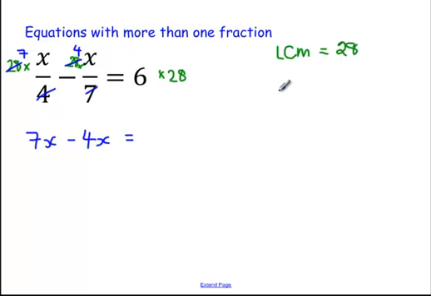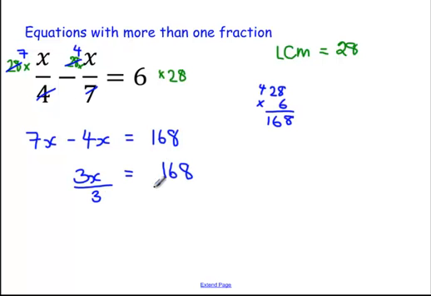And then 6 times 28, I'm just going to have to do over here because I don't know that off the top of my head. 8 times 6 is 48. 6 times 2 is 12. 12 plus 4 is 16, so 168. Okay, so now, do you see how that gets rid of the fractions for you? So I just have 7x minus 4x here, which is 3x, is equal to 168, and then divide both sides by 3.